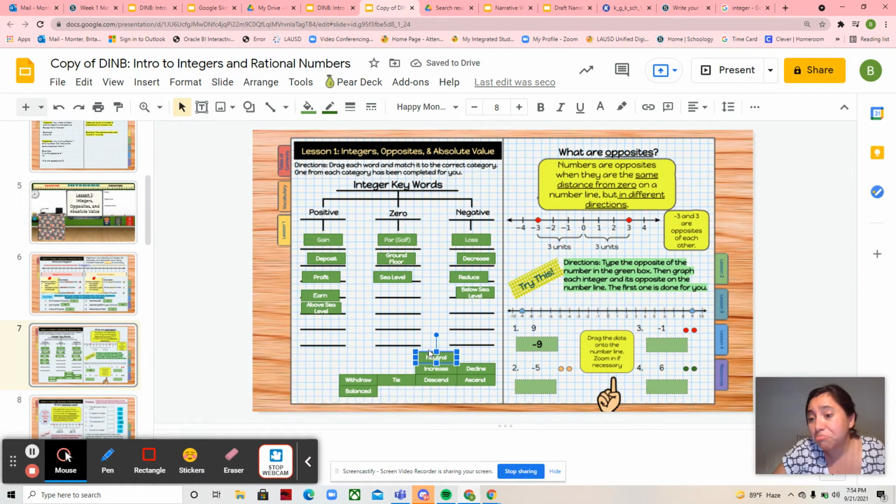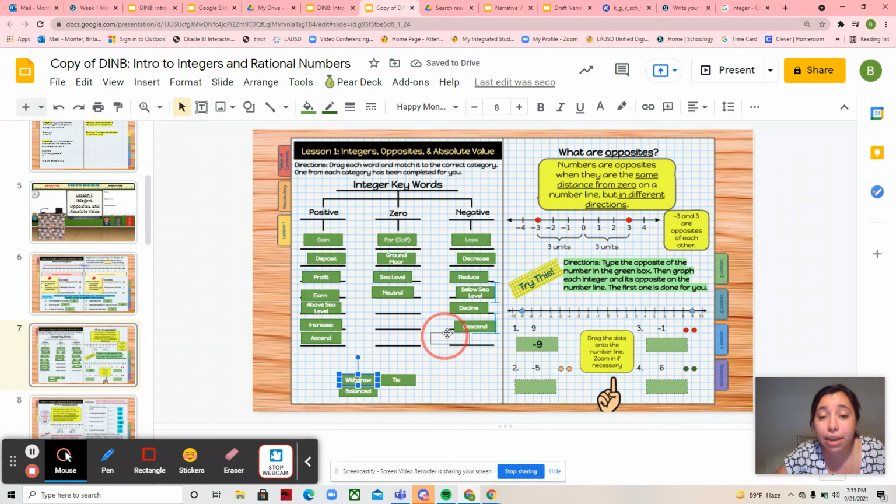Neutral means it's neither negative or positive. 0 is neutral. Increase is positive. Decline is negative. Ascend means you're going up. Descend means you're going down. Withdraw means you're taking away money.